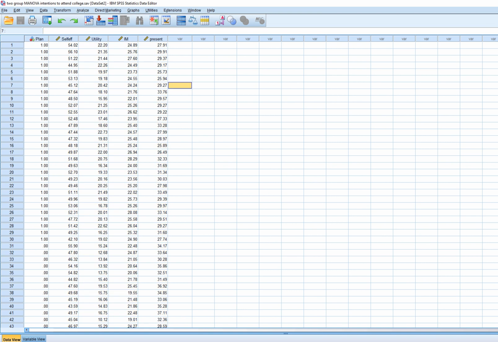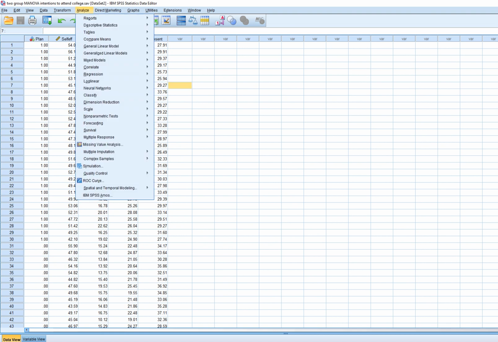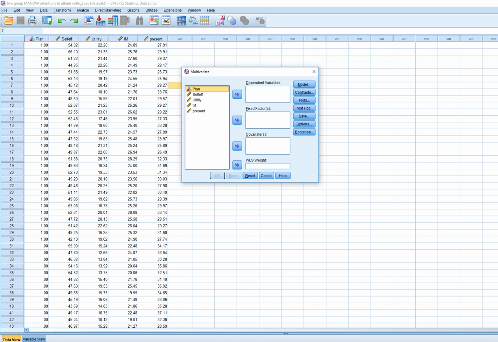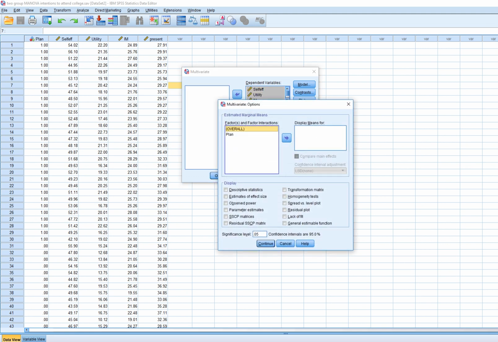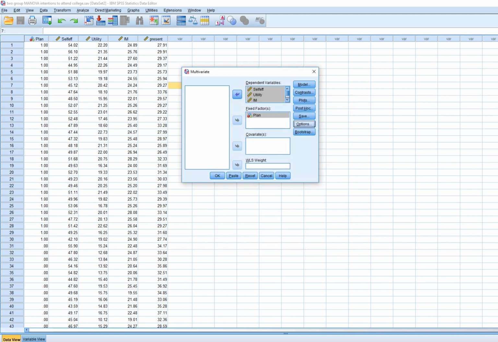So to carry out our analysis in SPSS, we are going to go to Analyze, go down to General Linear Model, and Multivariate. We'll move our independent variable over to the Fixed Factors box, and we'll move the remaining variables over to the Dependent box. Next, we'll click on Options and click on Overall and Plan, and move these over here so that we get the means displayed for our groups and overall. We're going to click on Descriptives, Effect Size. I often click on Power, even though it's not terribly helpful in many respects. And then Homogeneity Tests. So we'll click on that as well.